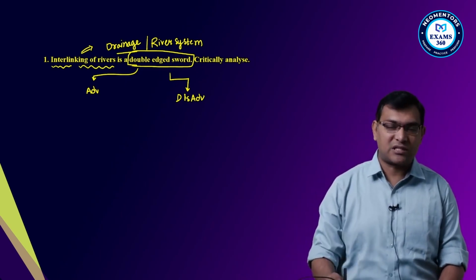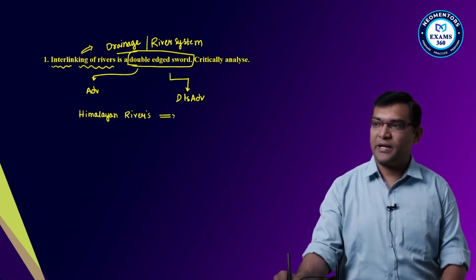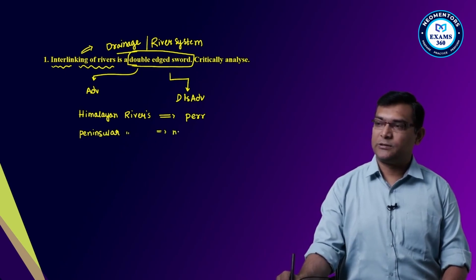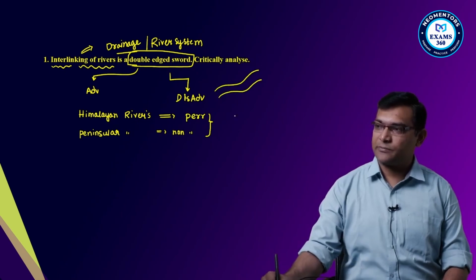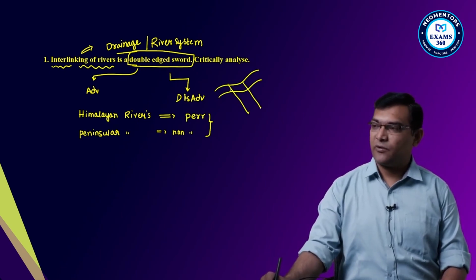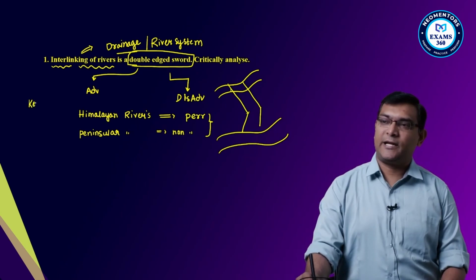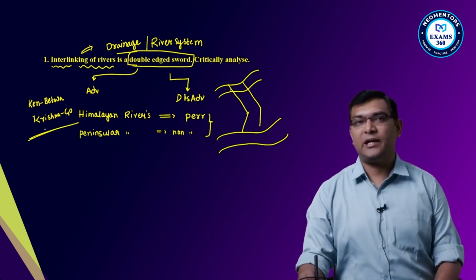What is interlinking of the rivers is first. Interlinking అంటే జనరల్గా the Himalayan rivers are perennial rivers. Then your peninsular rivers are non-perennial. So what happens now is interlinking these perennial rivers with the non-perennial rivers. Like already we have seen the Ken and Betwa, Krishna with Godavari. So all these are your interlinking under National Interlinking River Projects.